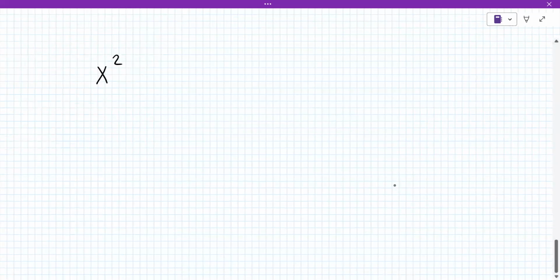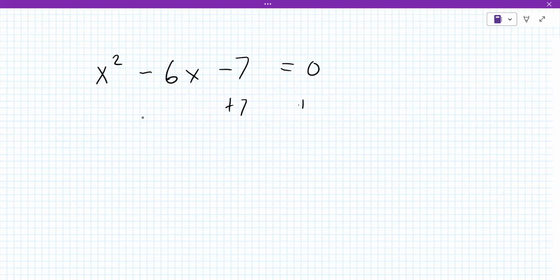Let's say it's something like this: x squared minus 6x minus 7 equals 0. So really the only difference is I've added some negative signs. You still complete the square the same way. You add the constant to the other side of the equation. You still take half of this middle number.